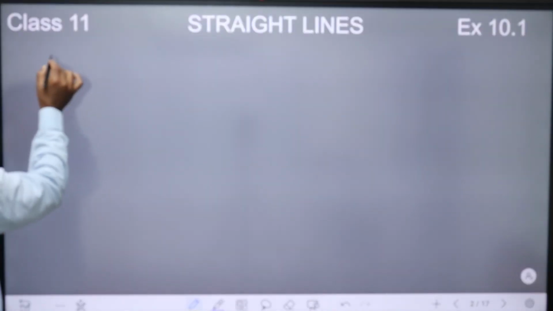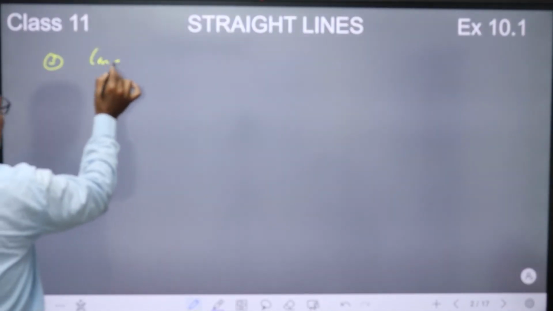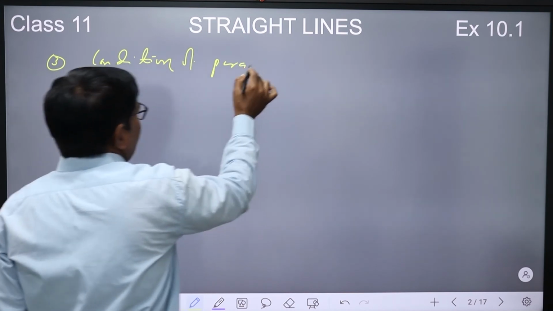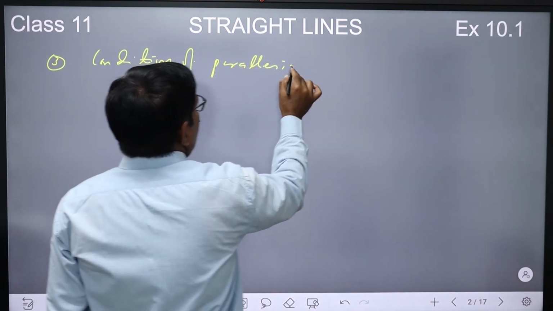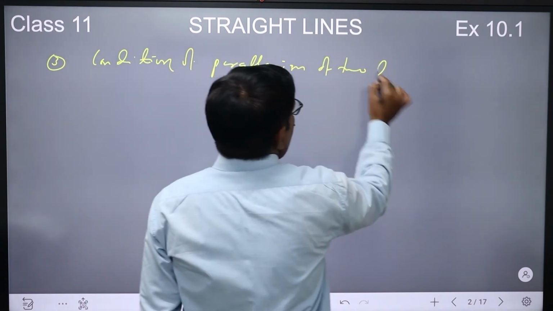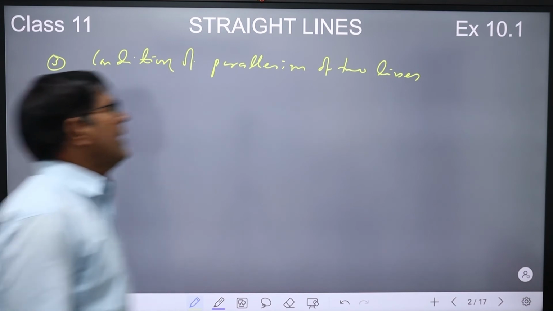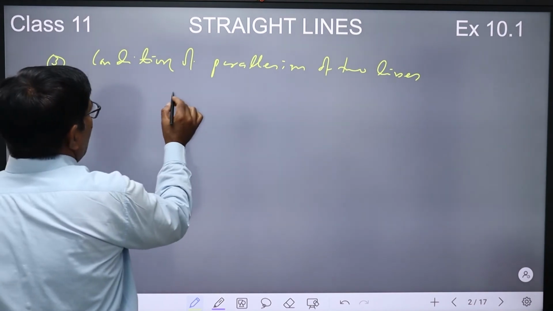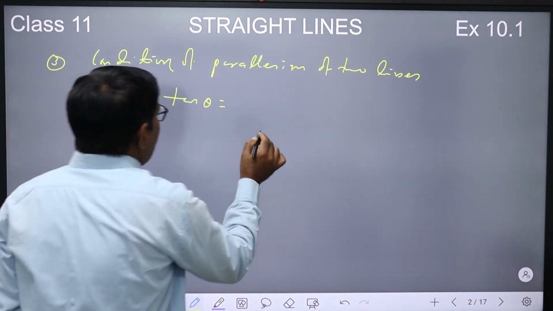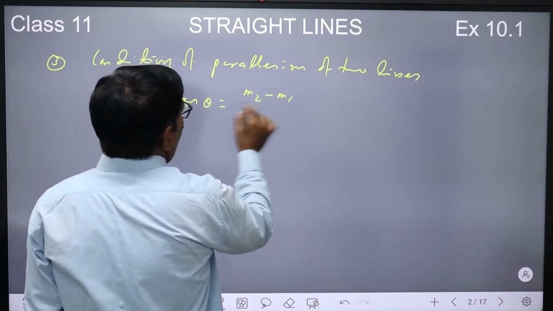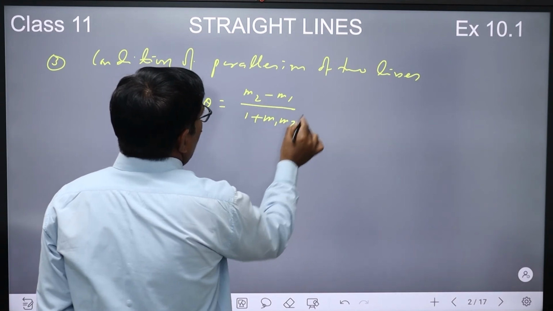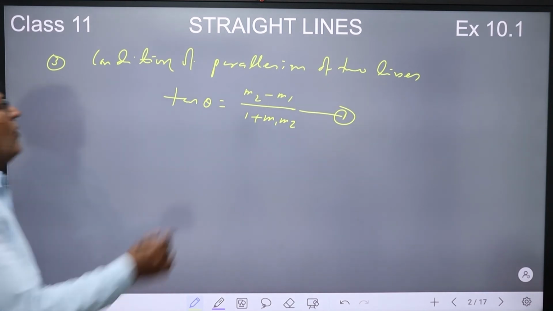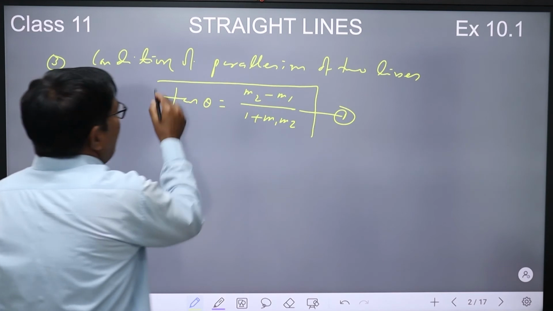Now next topic, condition of parallelism of two lines. दो लाइन अगर पैरेलल है तो उनके पैरेलल होने की क्या कंडीशन होगी? So we saw here that the angle between any two lines is tan theta equal to m2 minus m1 upon 1 plus m1 into m2. This is the angle between these two lines. So theta इन दोनों लाइन के बीच का एंगल होगा जिनका स्लोप m1 and m2 है.